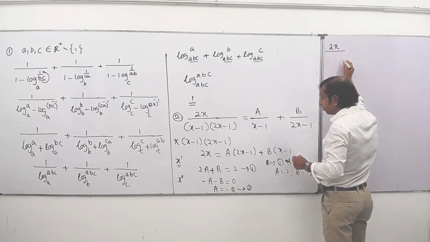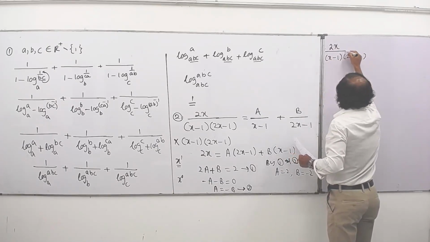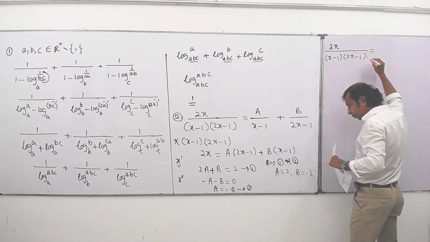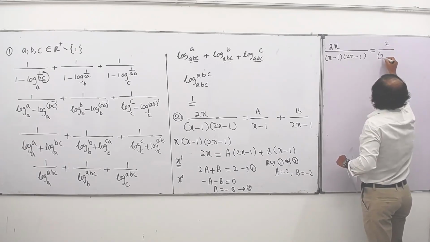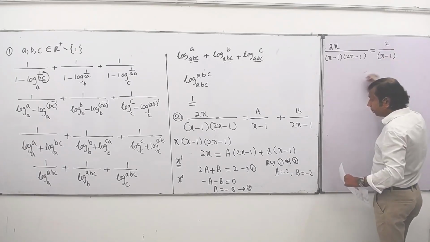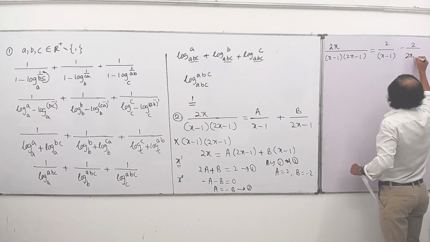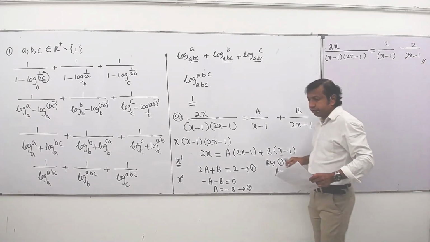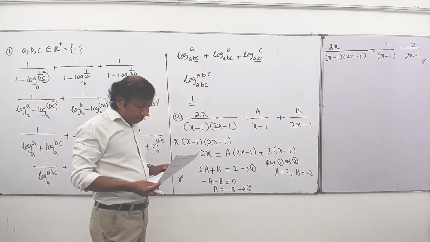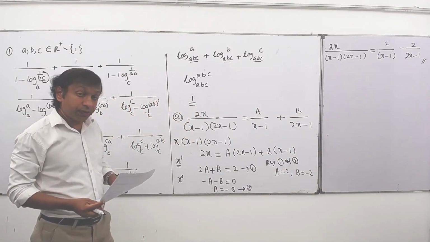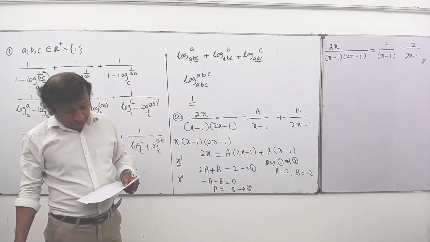2x upon x minus 1, 2x minus 1, a is 2 over x minus 1, b is minus 2, no, here, minus 2 over 2x minus 1. This way, we can take the partial fraction. Okay. Now, hence we obtain partial fractions of this, 2x upon x minus 1, x minus 2.